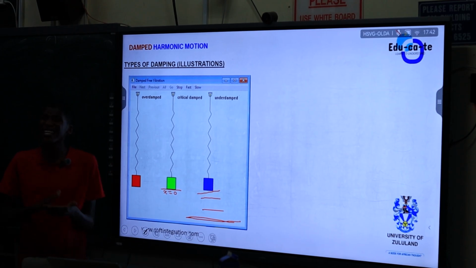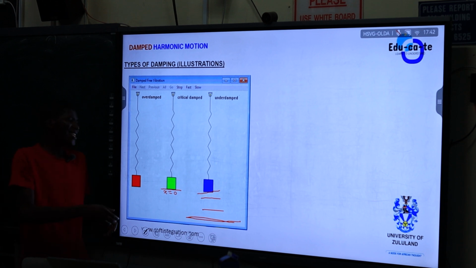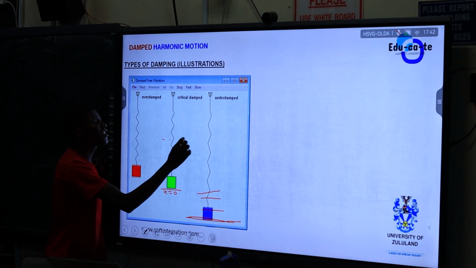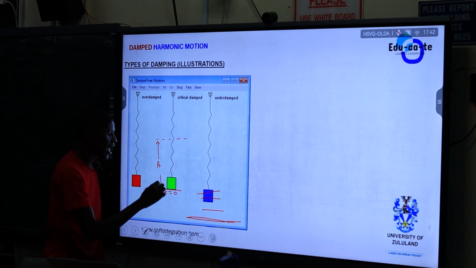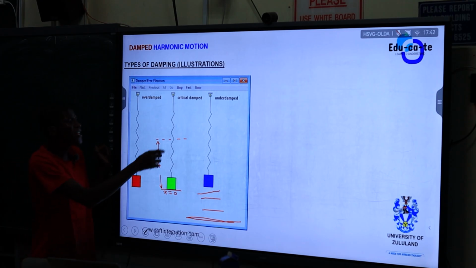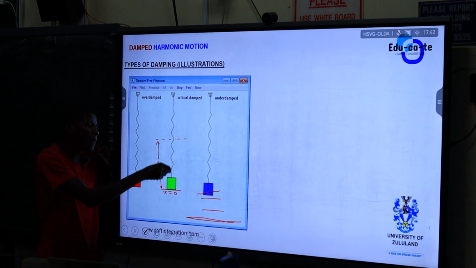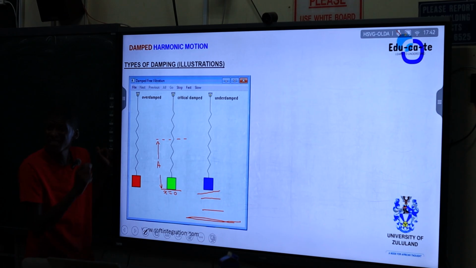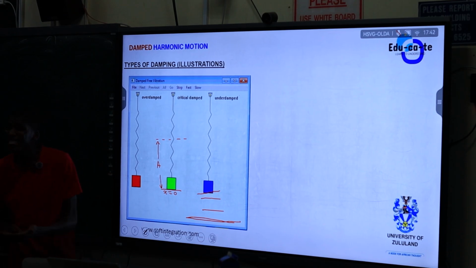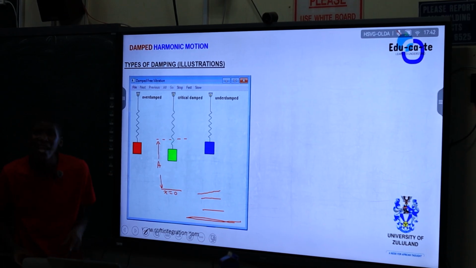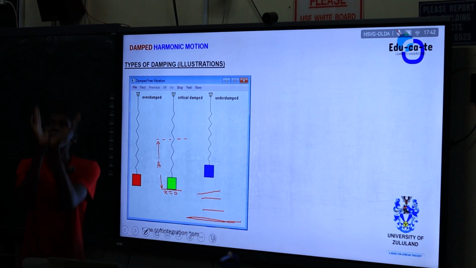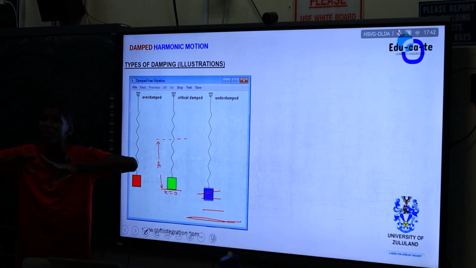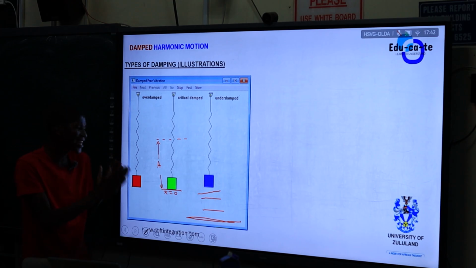So with critical damping, we say the object, yes, you have stretched it to an amplitude. This is the amplitude that you started with, but it will move from this amplitude and go back to the what? To the equilibrium position without oscillating. It will not oscillate. If you pull it, it comes back. If you compress it, it comes back to the equilibrium position. It comes back and it stays there.